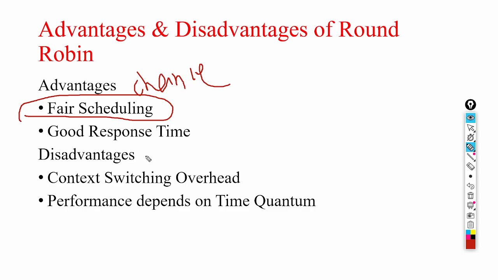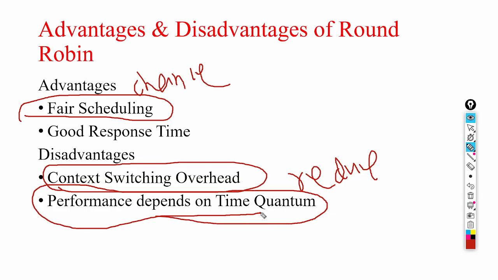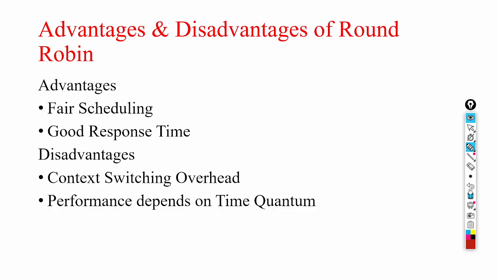However, excessive context switching can reduce the response. So what is the disadvantage? This context switching will reduce the performance. The performance depends only on the time quantum. This is one disadvantage. And since each process gets the same fair chance, the response time is good. These are the advantages and disadvantages of the round robin algorithm.